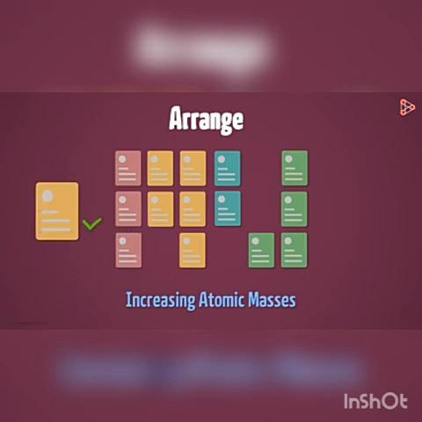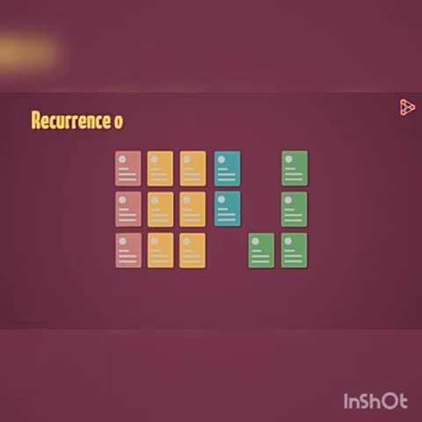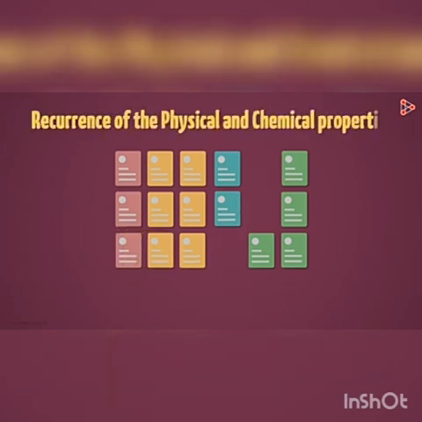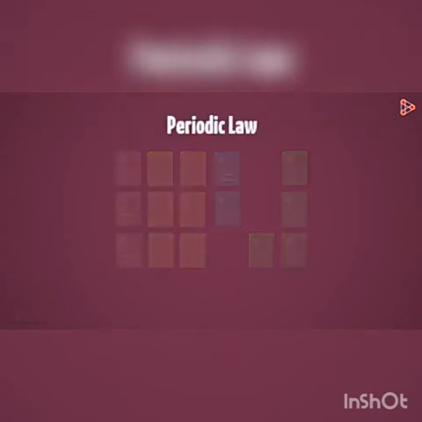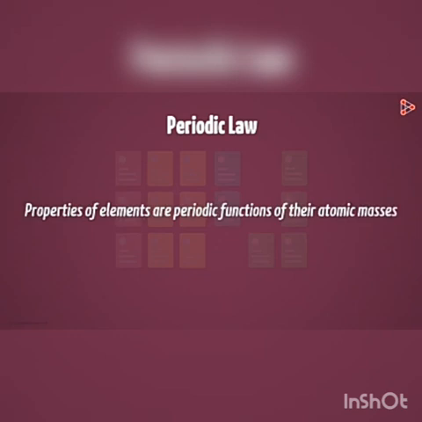The second observation that Mendeleev had was the recurrence of the physical and the chemical properties of these elements. When arranged in a systematic manner, it was found that the physical and the chemical properties of elements recurred at a particular interval of frequency. With this, Mendeleev came up with a law. He named it the periodic law. The law stated that properties of elements are periodic functions of their atomic masses.